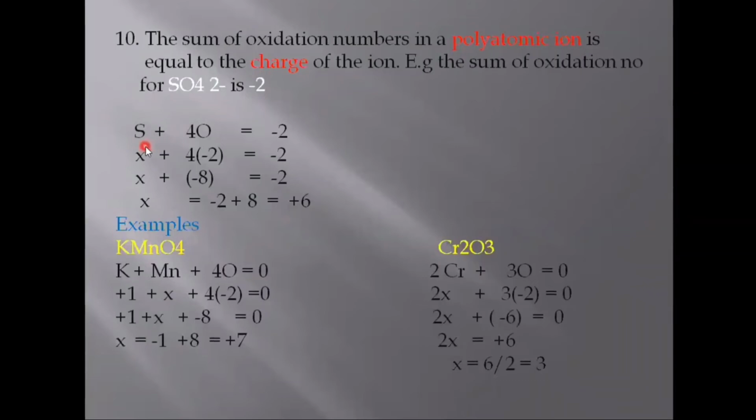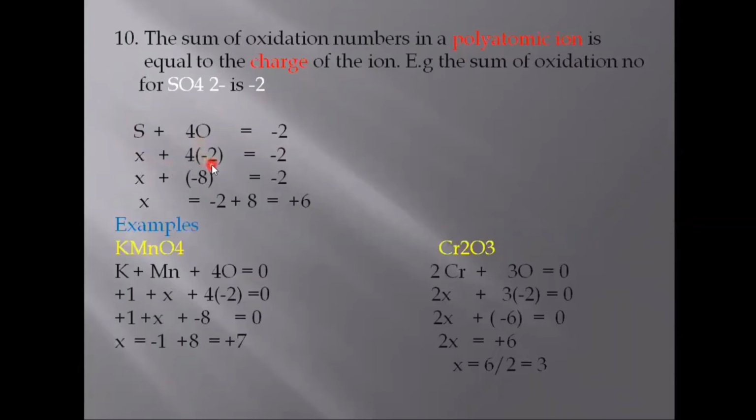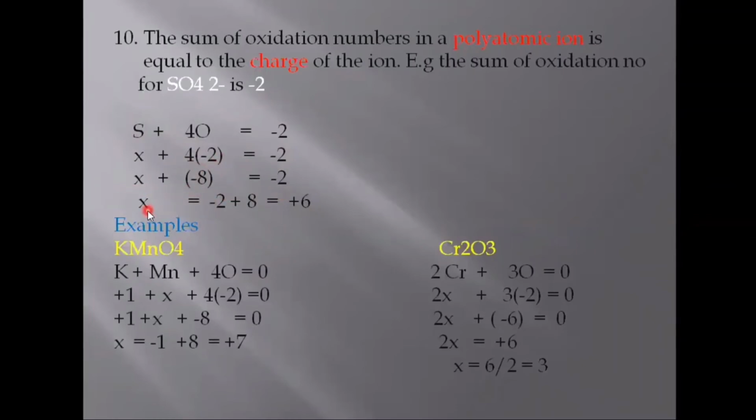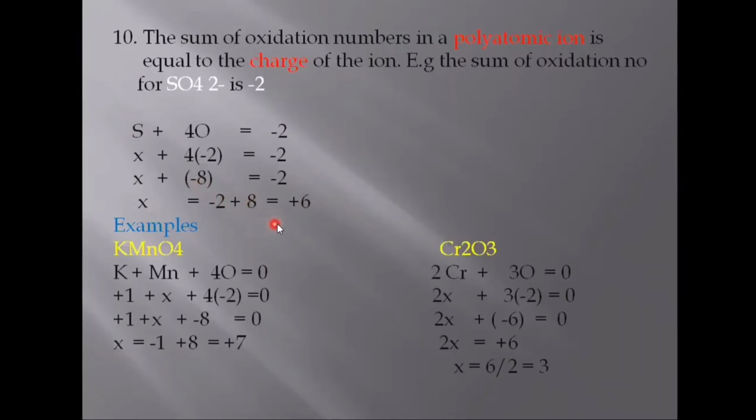The compound consists of sulfur and 4 oxygen atoms. This must be equal to -2. We have to find the oxidation state of sulfur, and we know that oxygen is -2 in most of its compounds. So x plus 4 multiplied by -2 is equal to -2, that is, x minus 8 is equal to -2. To find the value of x, the -8 will be shifted to the other side of the equal sign, the sign will be reversed, and the answer comes to be +6. This means that the oxidation state of sulfur must be +6 here.